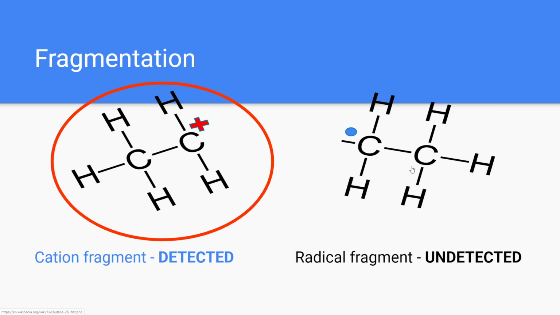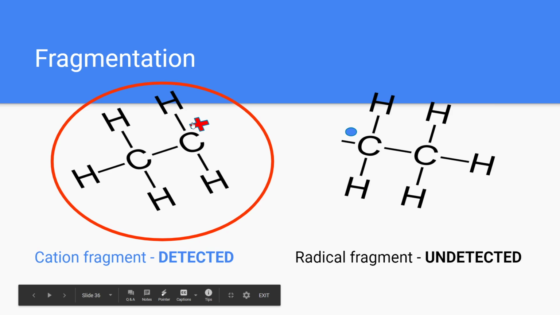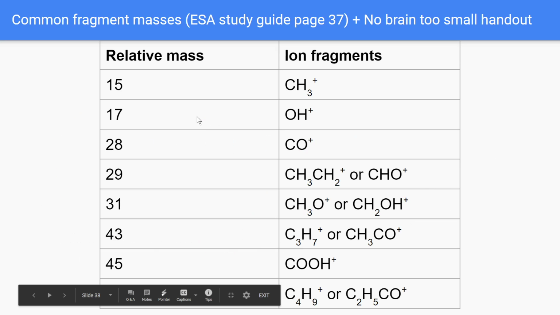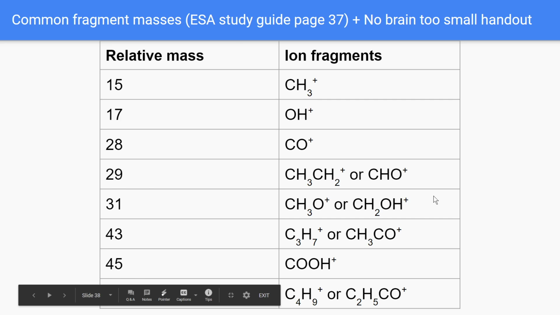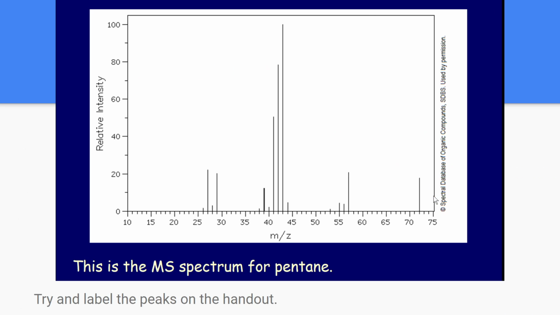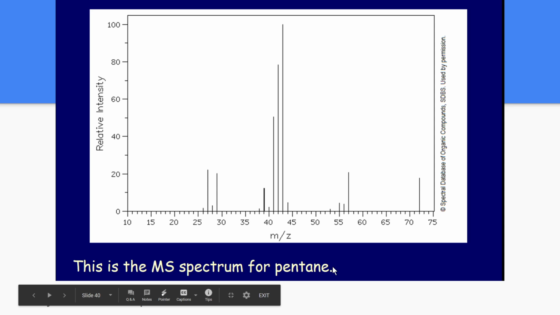Because when they break apart, you get a fragment that's detected, and this other fragment, which has the electron on it and is a radical, is undetected. So it always has a positive charge, meaning every ion fragment you detect has a positive charge associated with it. Okay? So I left you with this to do for the task yesterday, which is the mass spectrum for pentane.